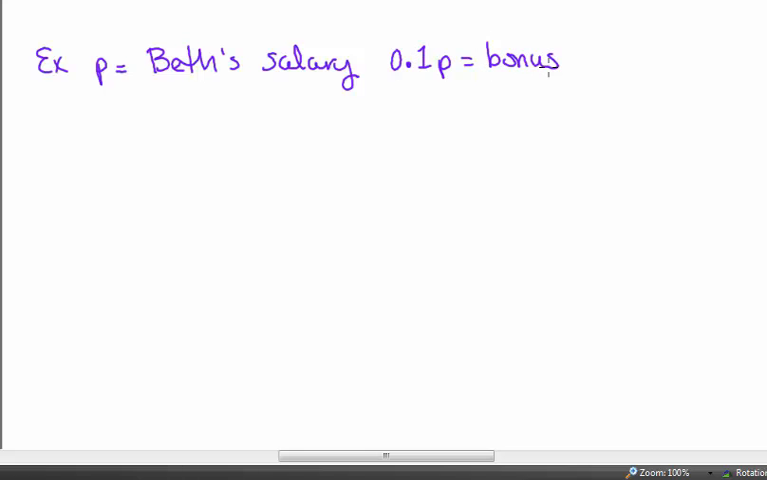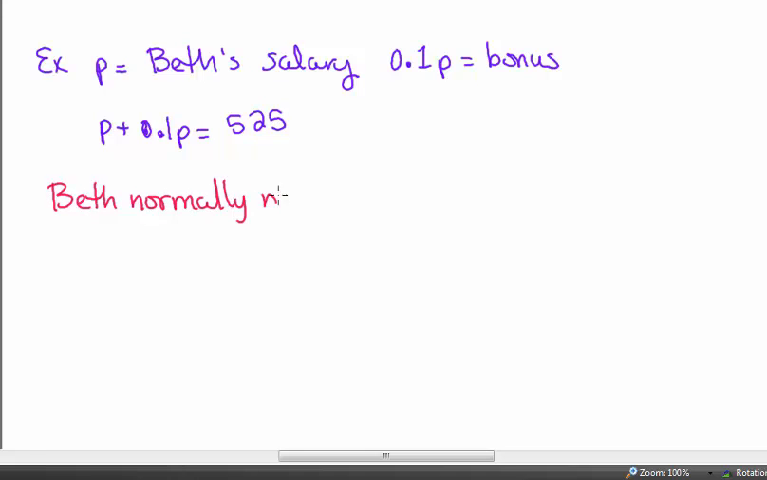Let's look at another one of these. We have P is equal to Beth's salary. So 0.1 P is equal to a bonus. And P plus 0.1 P is equal to 525. Okay, so it looks like her salary plus her bonus is equal to 525. So Beth normally makes P dollars per week.